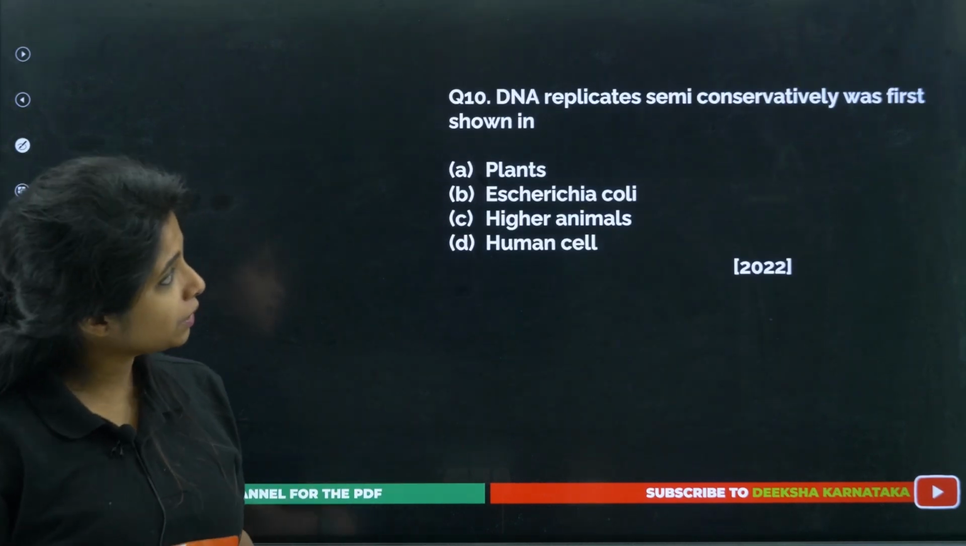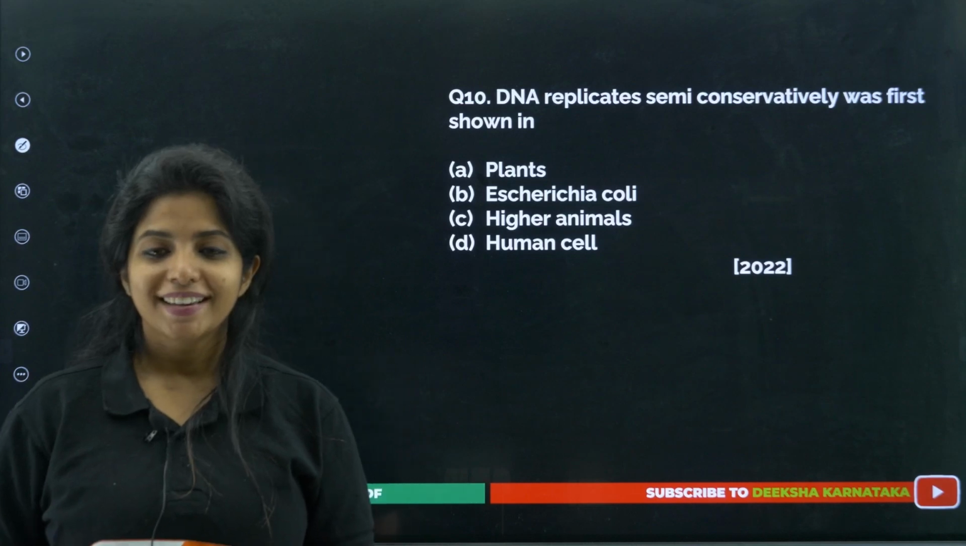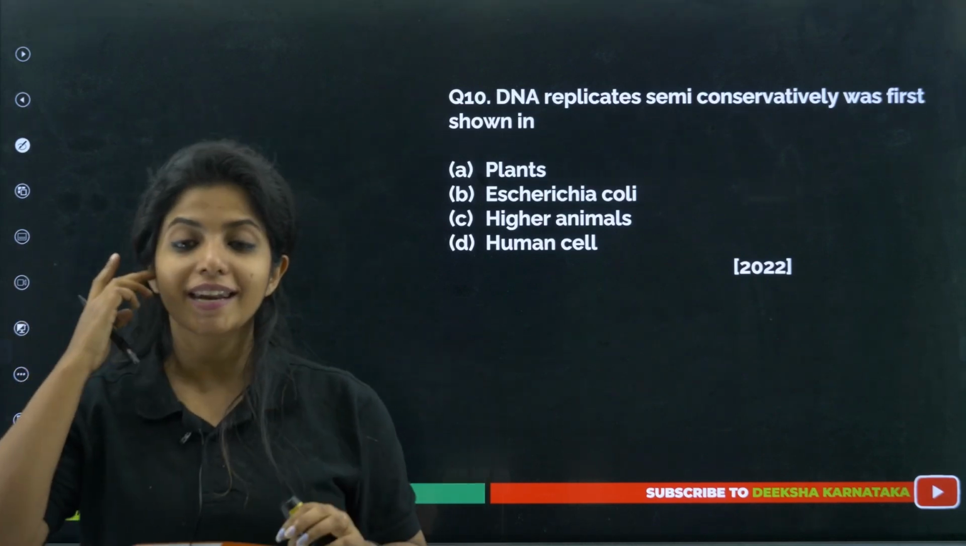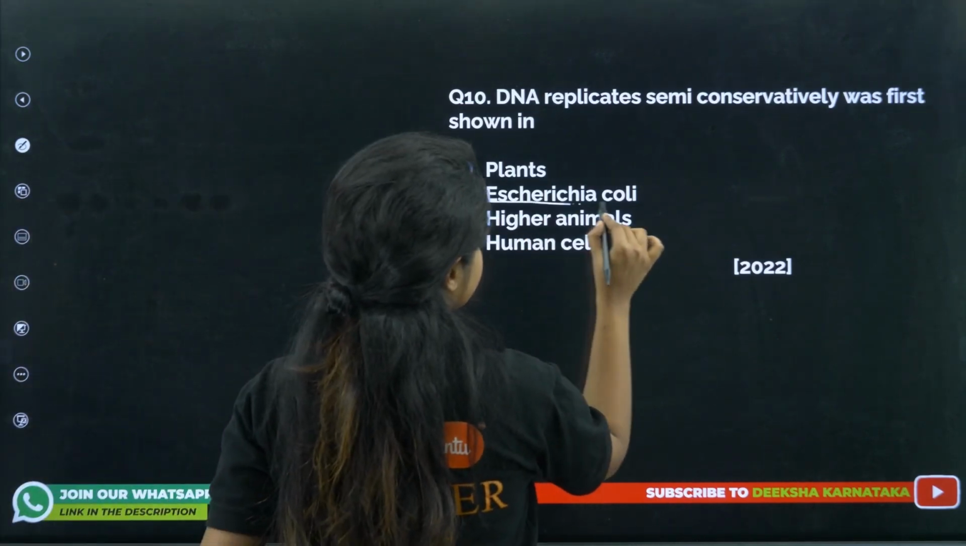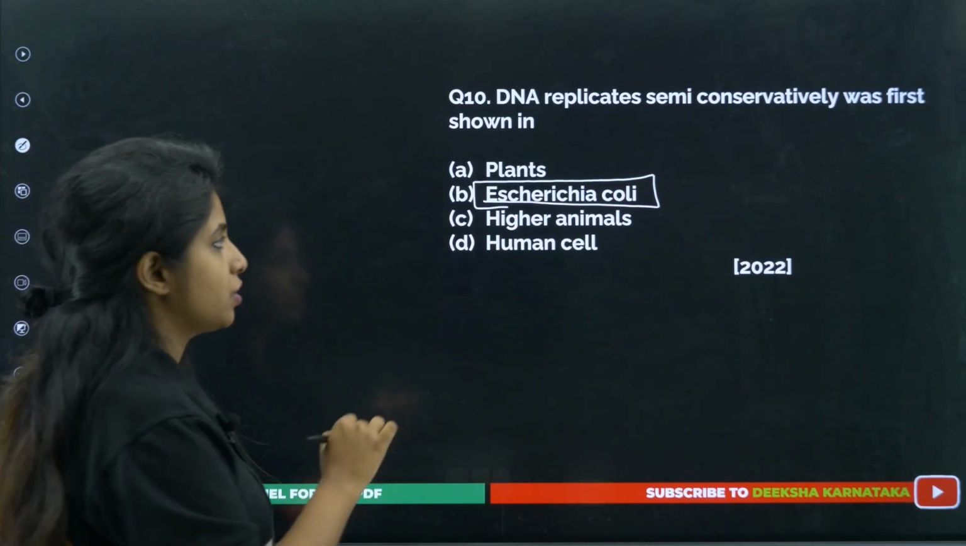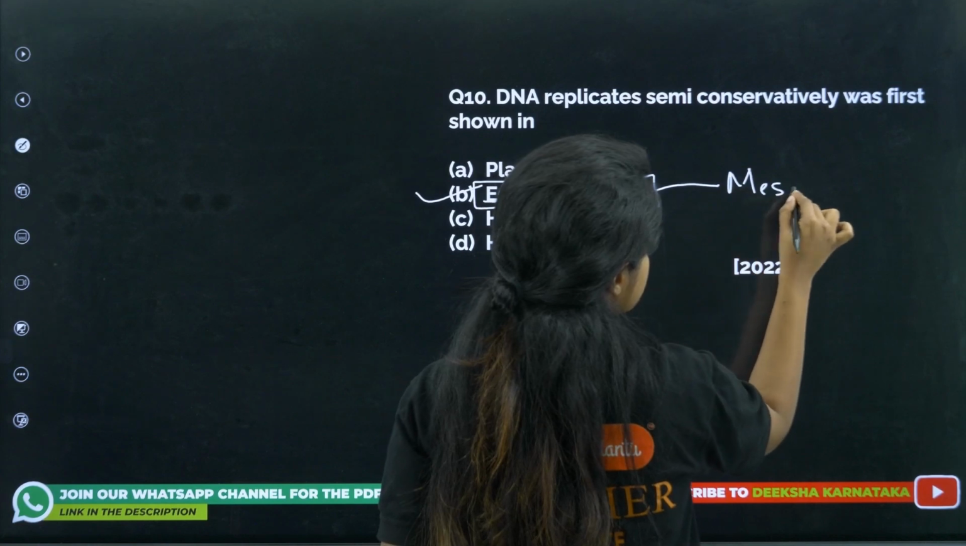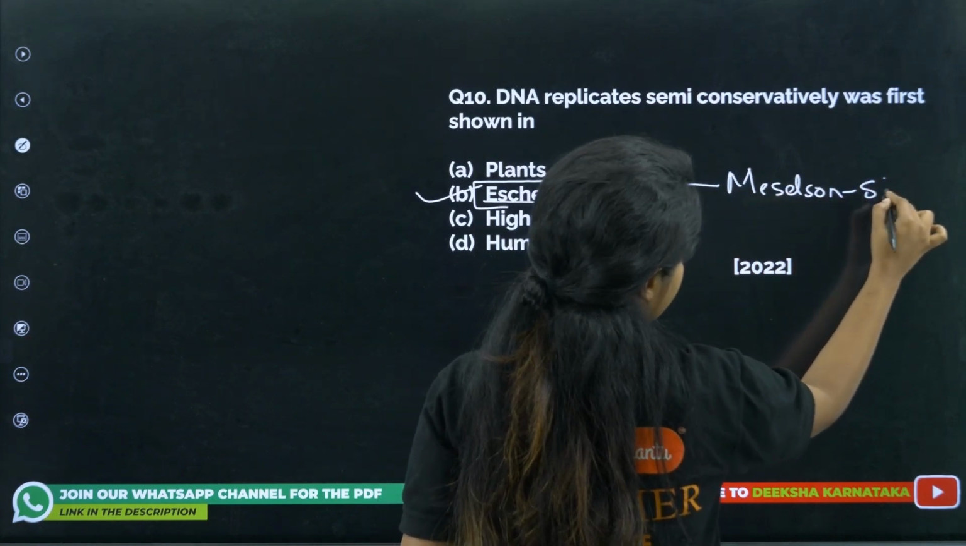Next question. Question number 10. DNA replicates semi-conservatively was first shown in. So it was first shown in Escherichia coli, and I will tell you the name of the experiment also. This was the Meselson-Stahl experiment.